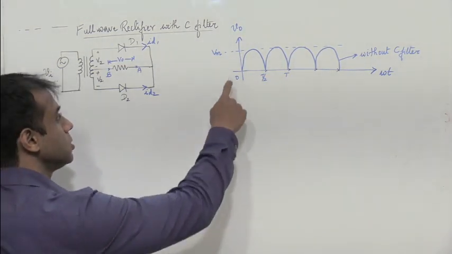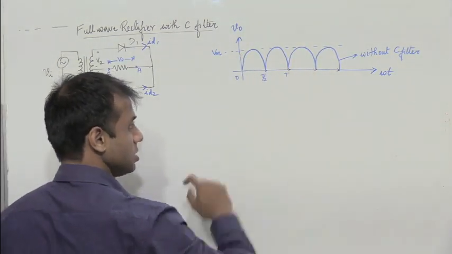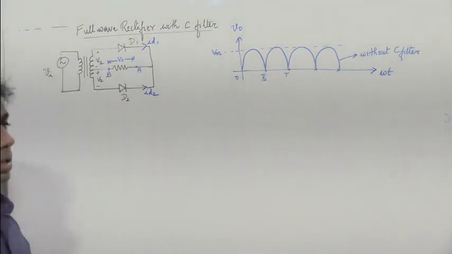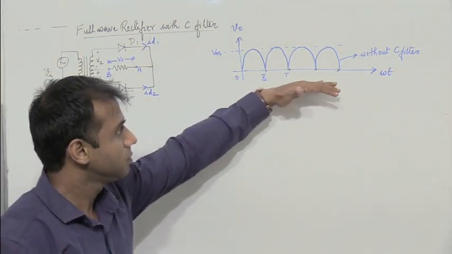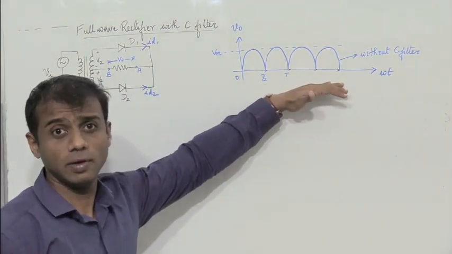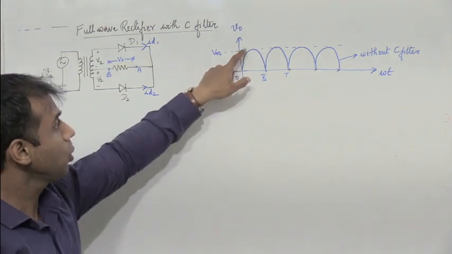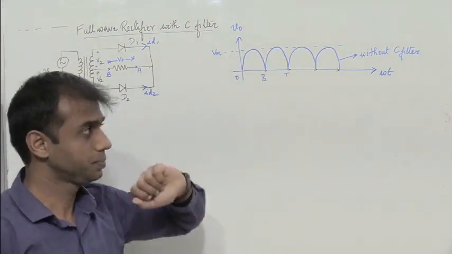So we need to reduce this variation which is present in the output of the full wave rectifier circuit, right? So how do I reduce this variation?